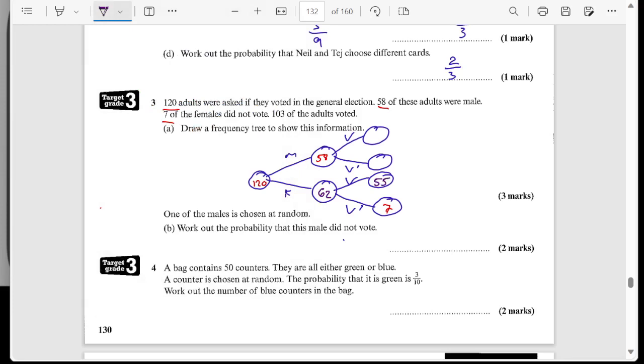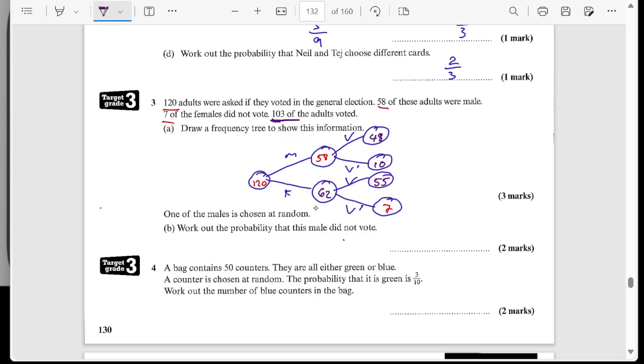And then at this point we can use this fact here. 103 of the adults voted, and if 55 of them were female, then that means that 48 of them were male, and then that means that we had 10 males that did not vote.